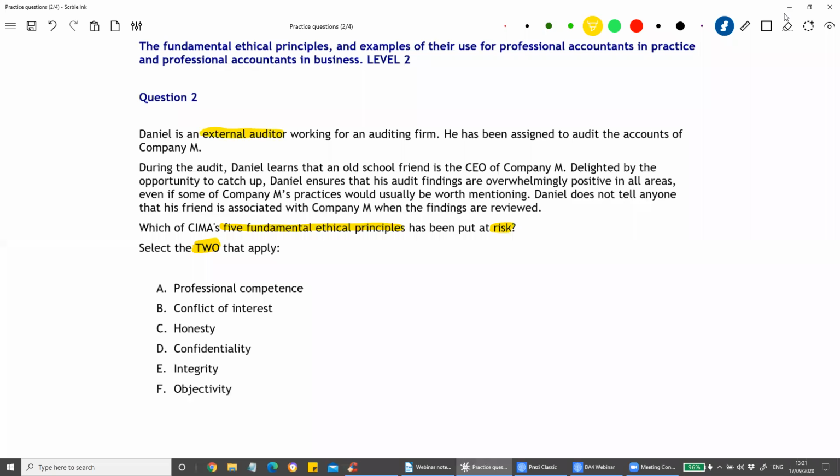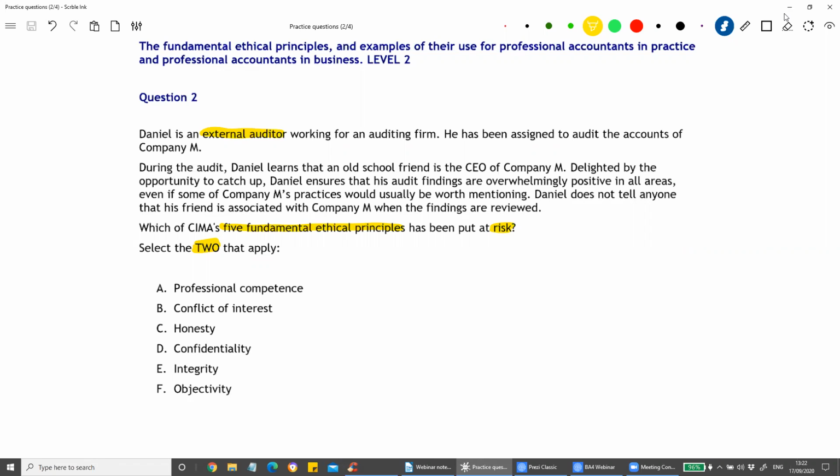During the audit, Daniel learns that an old school friend is the CEO of company M. Delighted by the opportunity to catch up, Daniel ensures that his audit findings are overwhelmingly positive in all areas, even if some of company M's practices would usually be worth mentioning. Daniel does not tell anyone that his friend is associated with company M when the findings are reviewed.